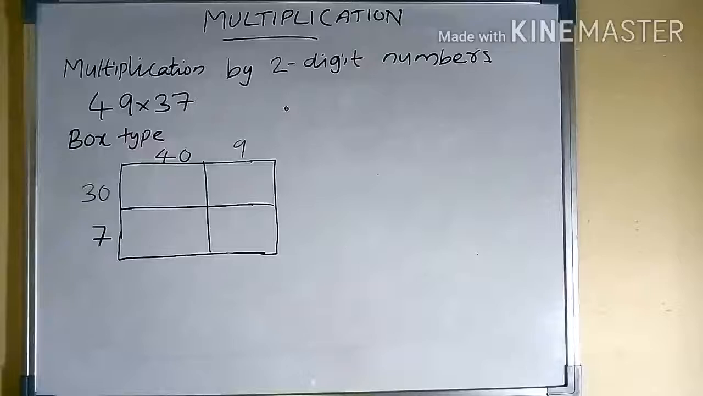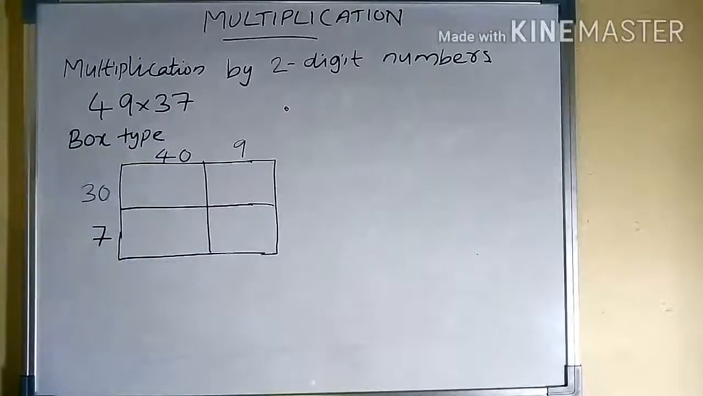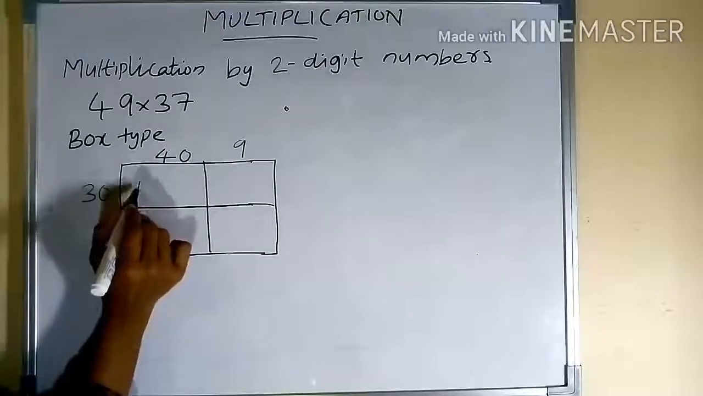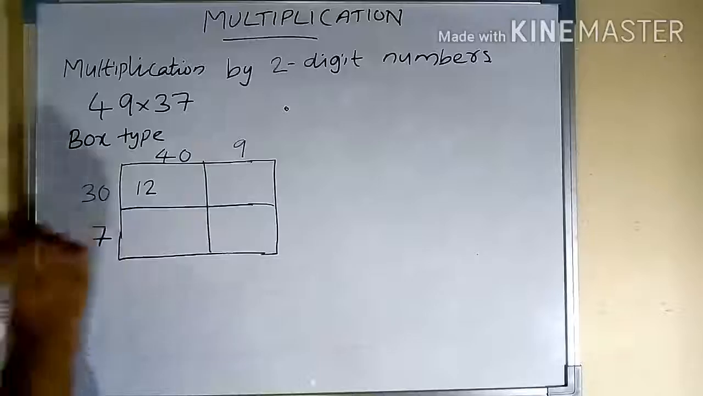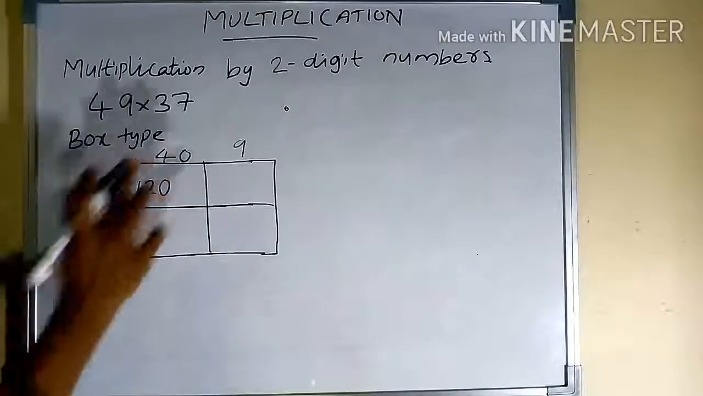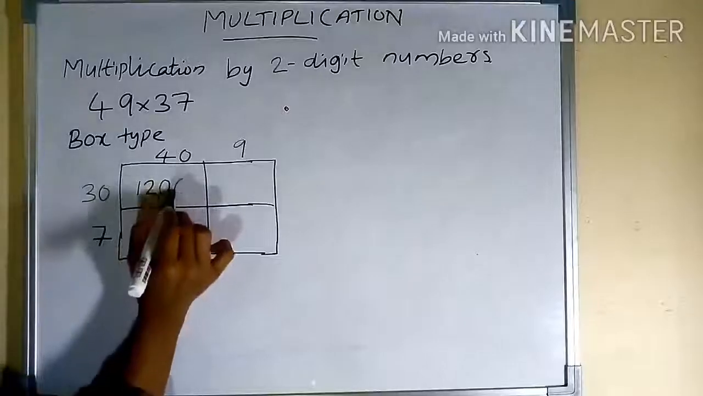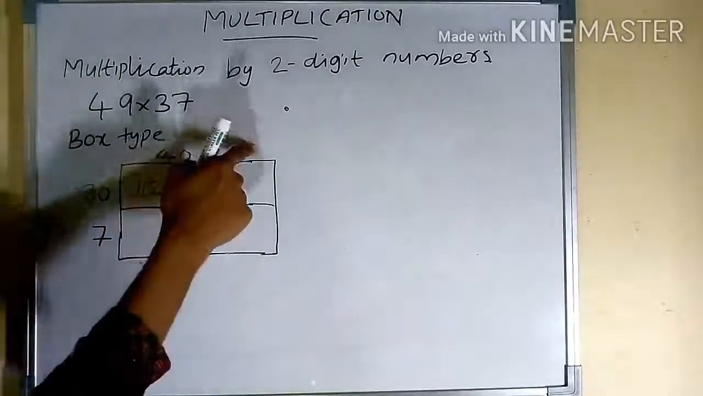Next, multiply separately ones and tens. So multiply 30 into 40. First we multiply 3 into 4. What is the answer? 3 into 4 is 12. Okay, in 30, how many zeros here? 1 zero. So write 0 here. In 40, we have 1 zero. So write 0 here.